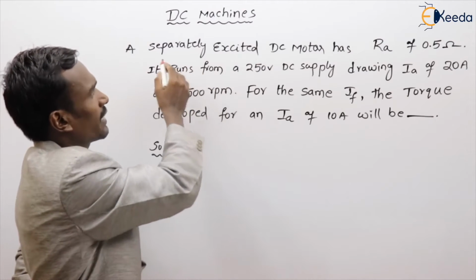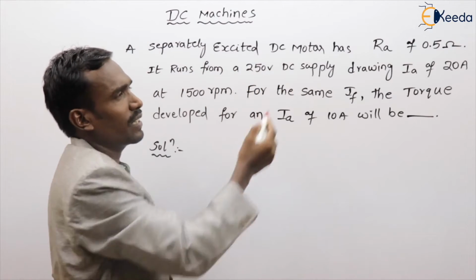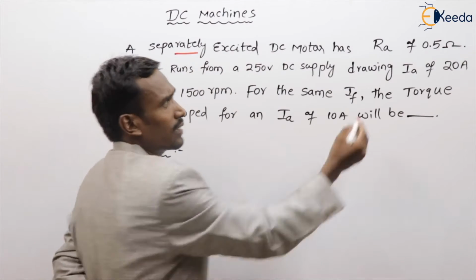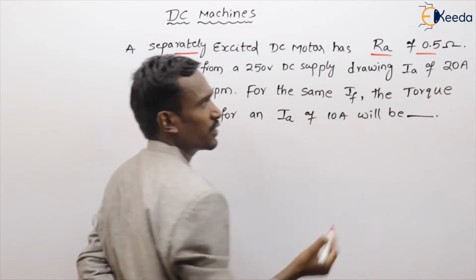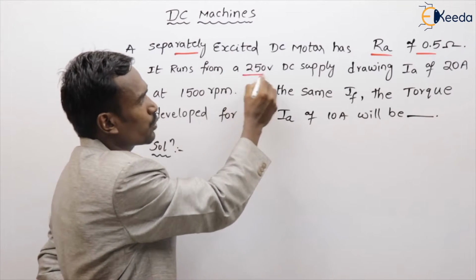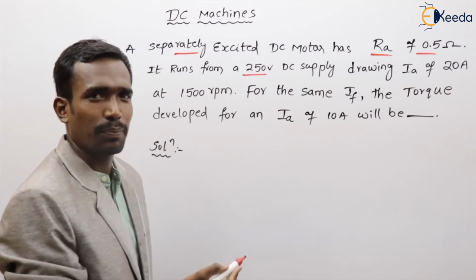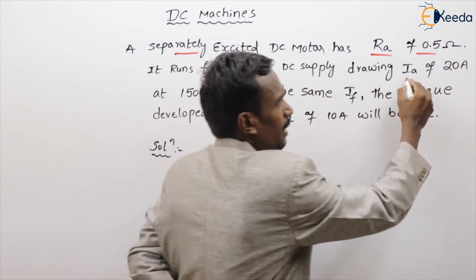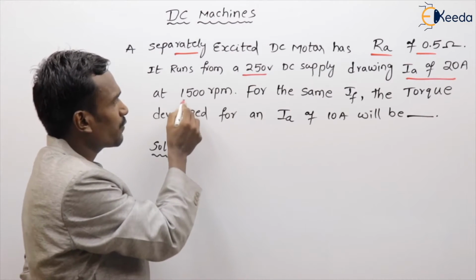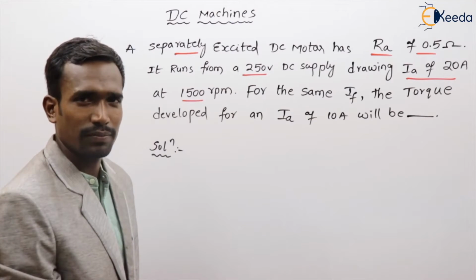A separately excited DC motor has an armature resistance of 0.5 ohms. It runs from a 250 volts DC supply, drawing an armature current of 20 amperes at 1500 rpm speed.